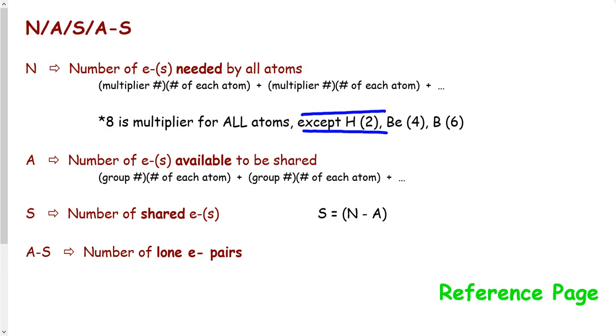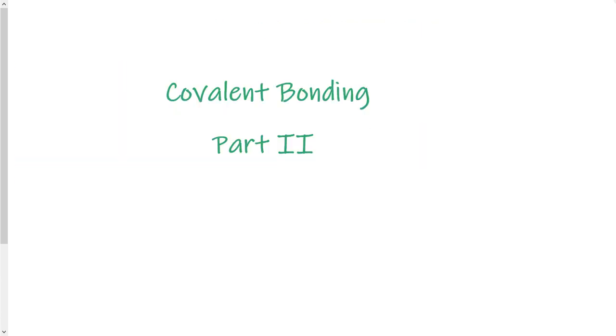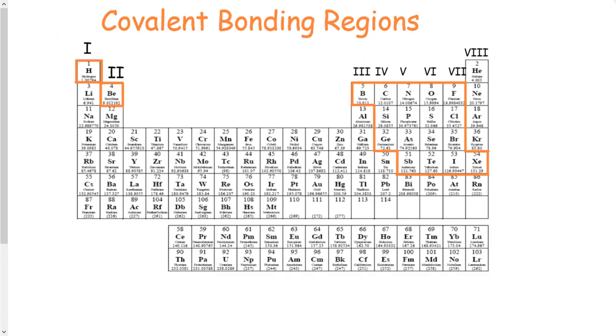Now, in black print, you'll notice that it says you're taking the group number times the number of each atom and adding group number times the number of each atom. When I say the group number, we're going to refer back to the periodic table, several slides back to the previous video. The group number means the Roman numerals 1 through 8.